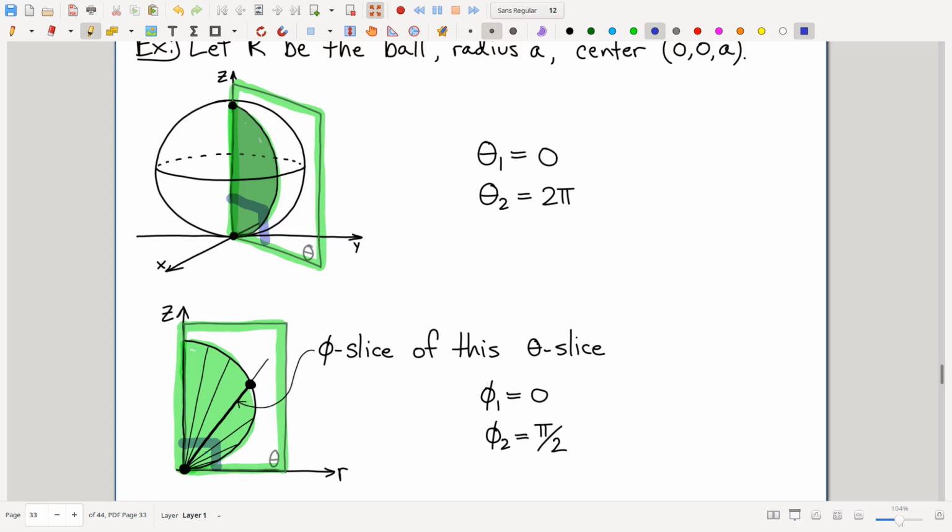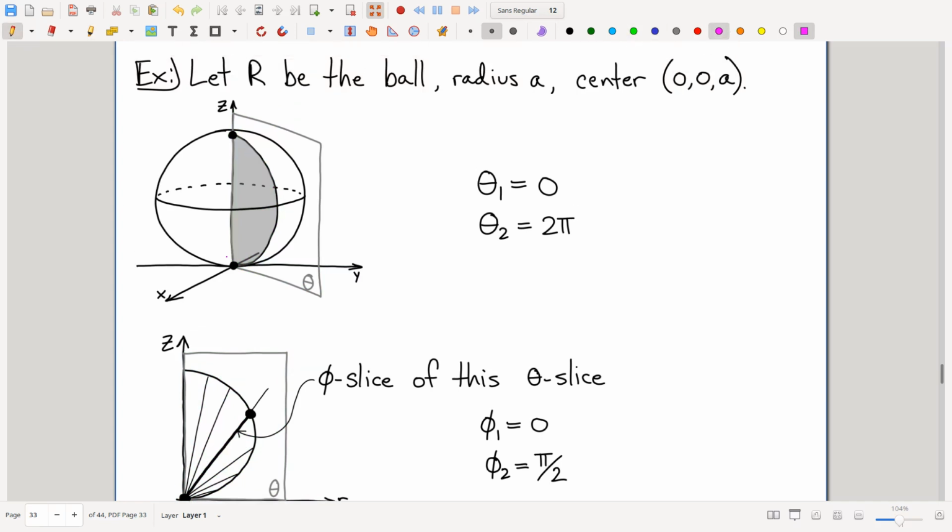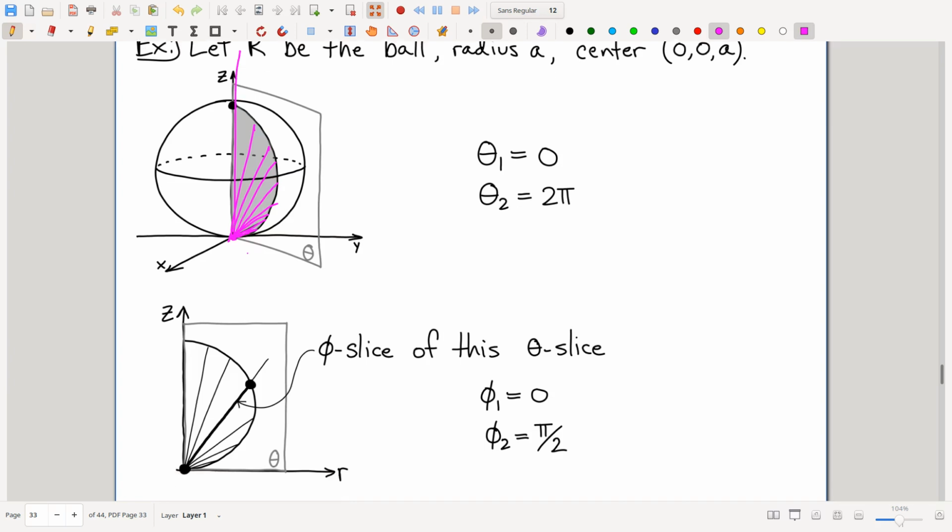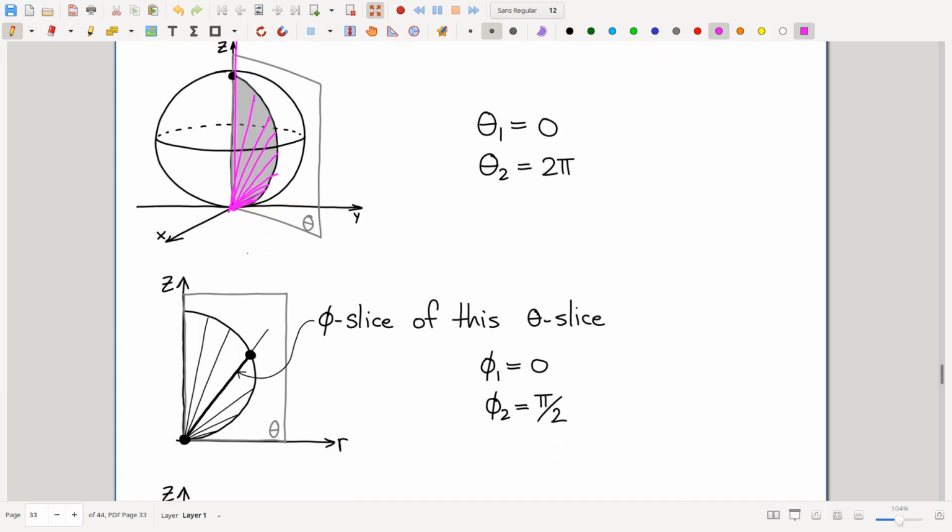Okay, so with that noted, let's think about our phi bounds. Phi starts straight up. Our phi slices go like this. Keep in mind, phi slices always come out of the origin. And they just keep getting smaller and smaller, and then it gets really confusing to see what's going on down there because, again, I'm kind of looking at the wrong picture there.